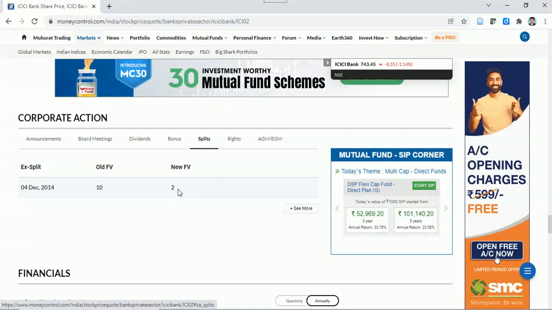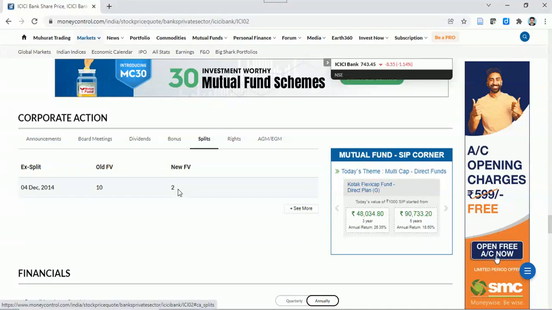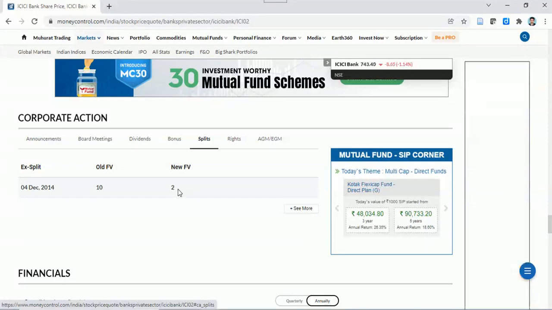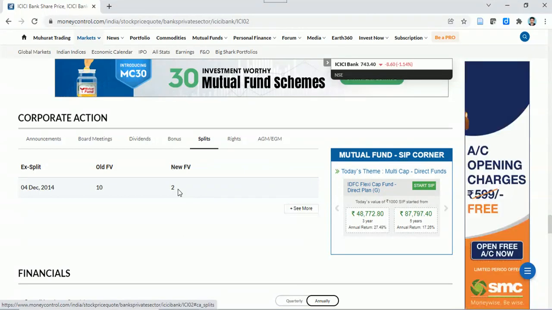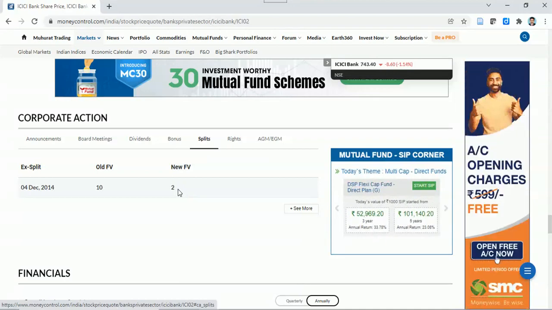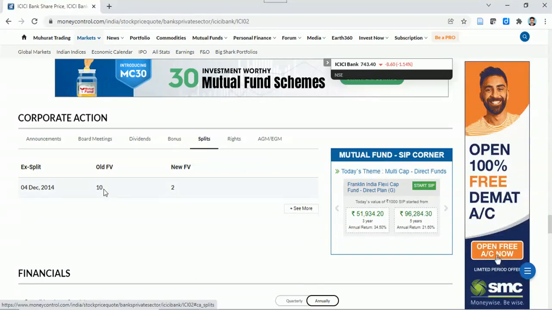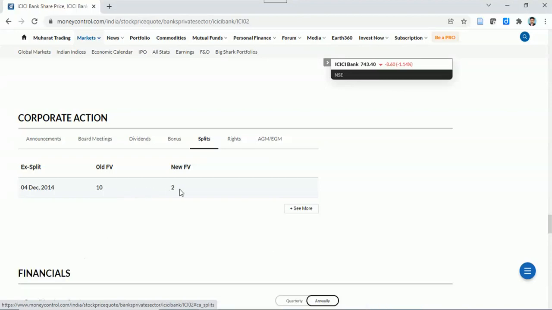That means one share is split into 5 shares. If you had one share of face value rupees 10, now you will have 5 shares of rupees 2 each. So that is how the split works. Here the ratio is 10 divided by 2, old face value divided by new face value. So 10 divided by 2 is equal to 5.